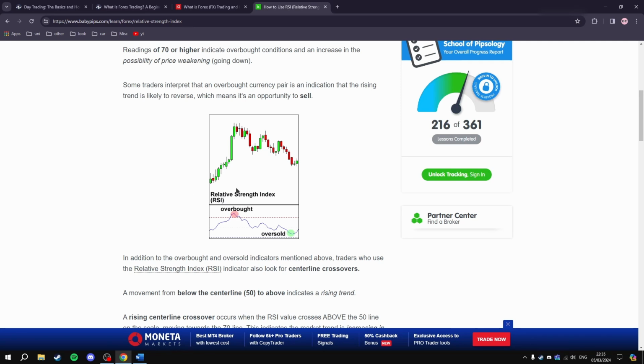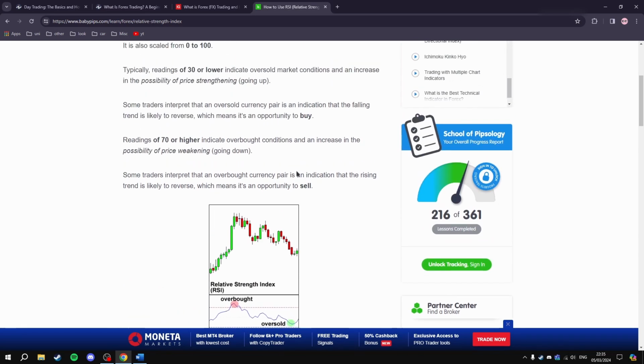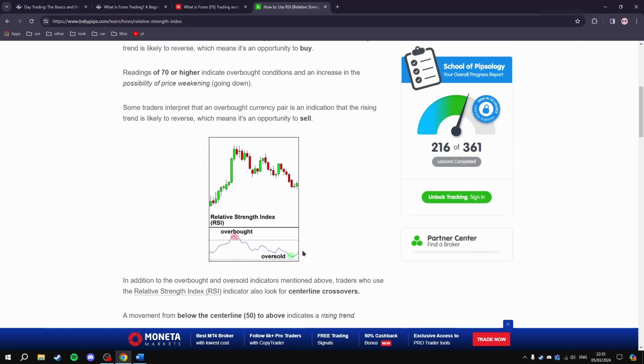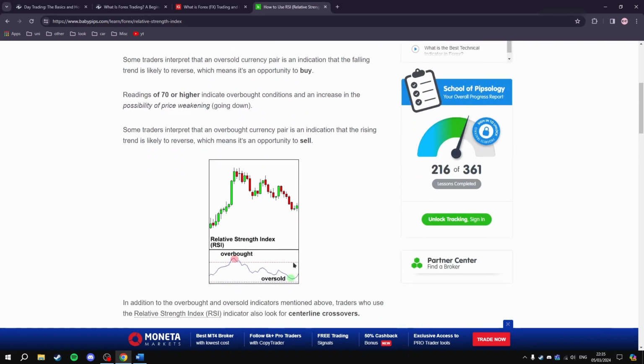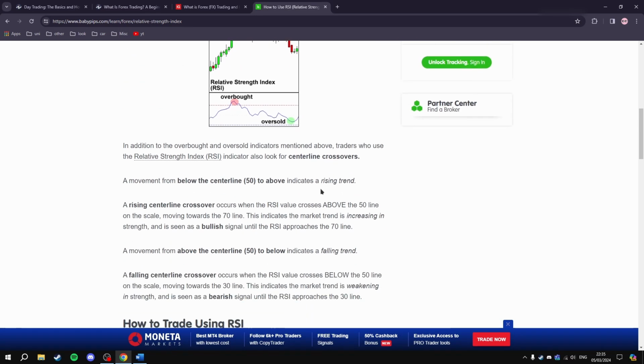Okay, good. Relative strength index, RSI, overbought, oversold. So when it's overbought, you need to sell, right? Sell here, and when it's oversold, you need to buy. So apparently, it's going to go up from here then.